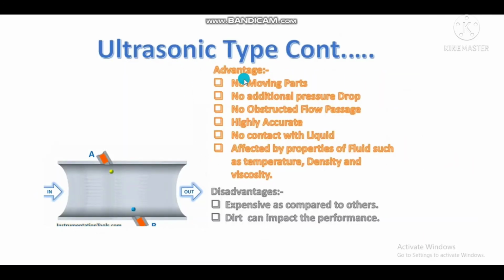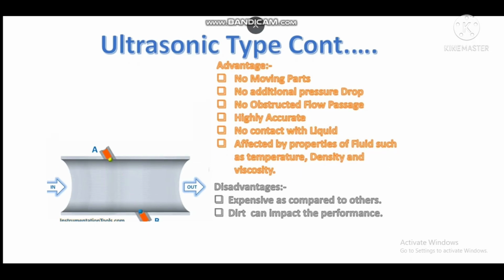There are some advantages and disadvantages of the ultrasonic type. Some advantages you can check out here: there are no moving parts, no additional pressure drop, and no obstructed flow passage. It is highly accurate, there is no contact with the liquid, and it is not affected by properties of fluids such as temperature, density, and viscosity. So these are a few advantages, and now we will see the disadvantages of this ultrasonic type flow meter.